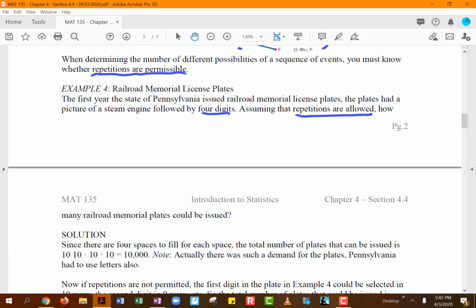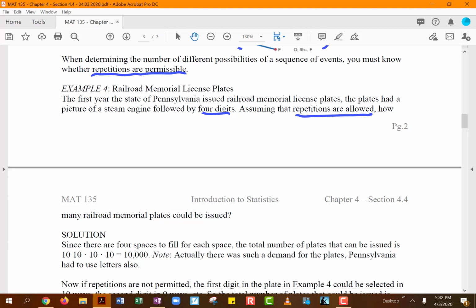So if we are talking about repetitions are allowed, you could potentially end up with a number on your license plate, which could be 4444, right? All 4 digits could be the same number. You can have 9999 or 0000. So that's what they mean by repetitions being allowed.